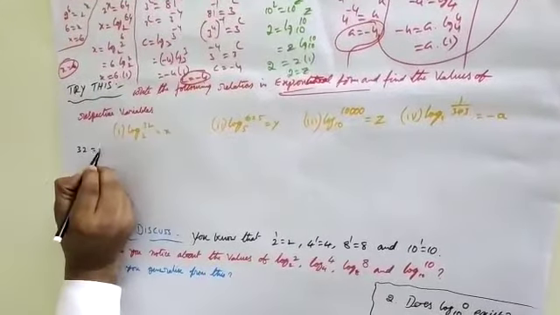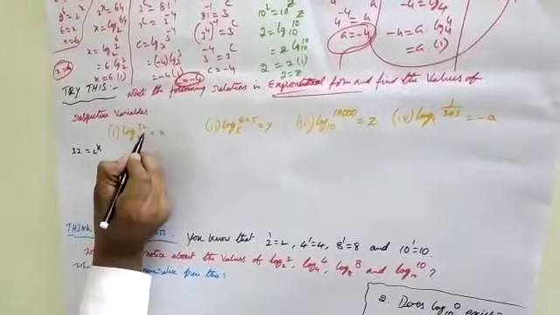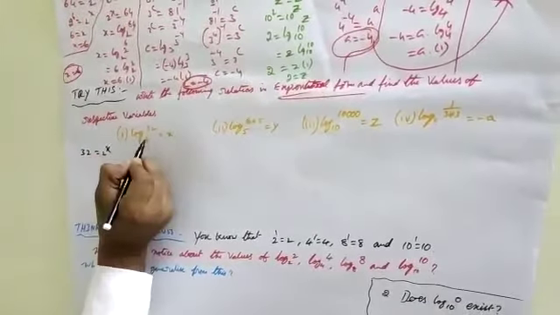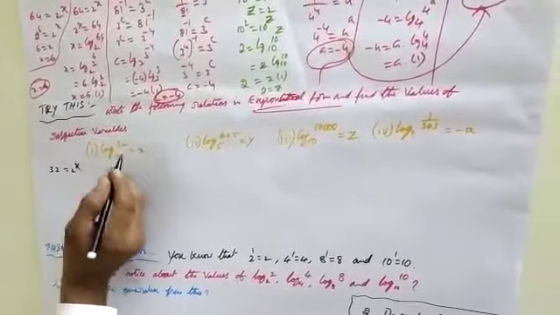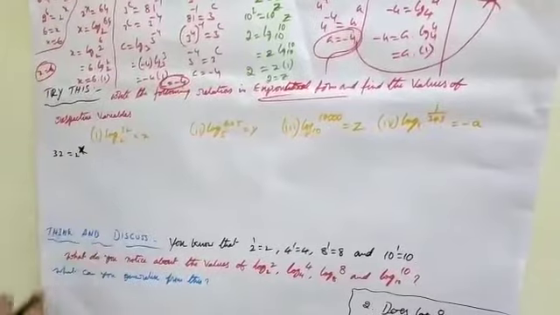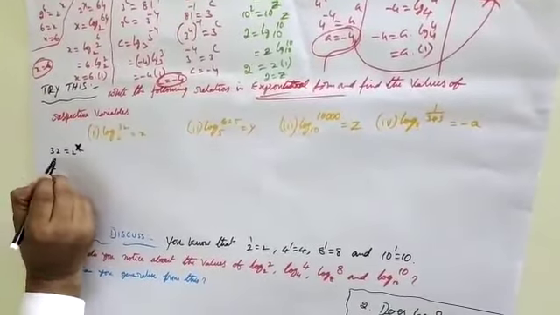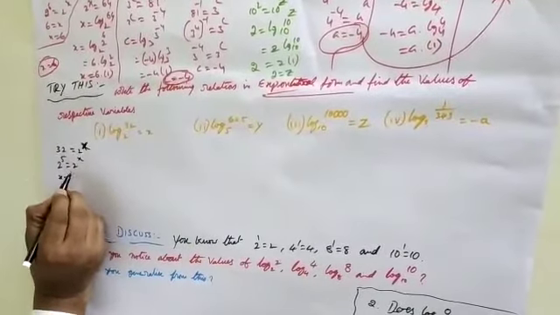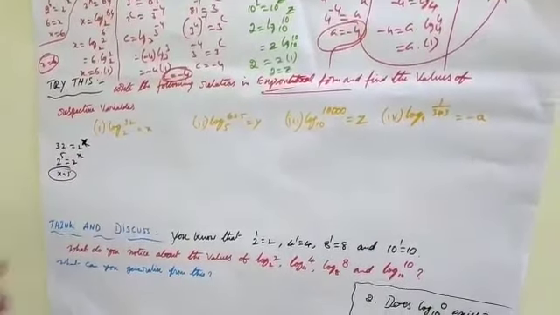Therefore 32 is equal to 2 power x. This is logarithmic form. Compared, this is exponential form. This is exponential form converted into logarithmic form, and logarithmic form converted into exponential form. See, there x. What is 32? 2 power 5. 2 power 5 is equal to 2 power x. Bases are equal, powers are equal, therefore x is equal to 5.